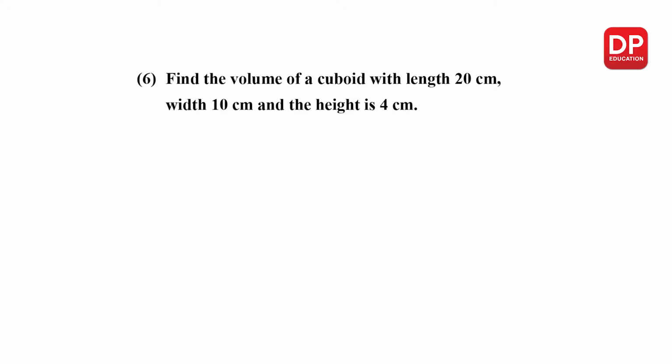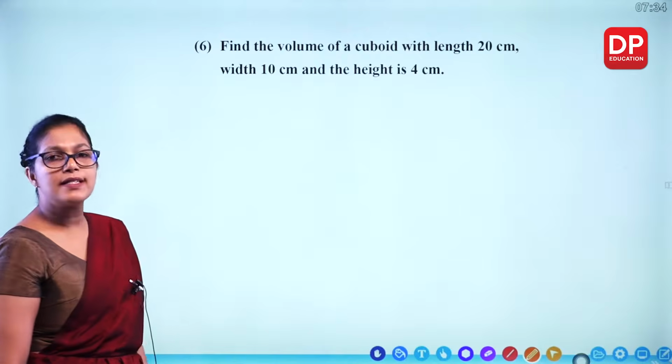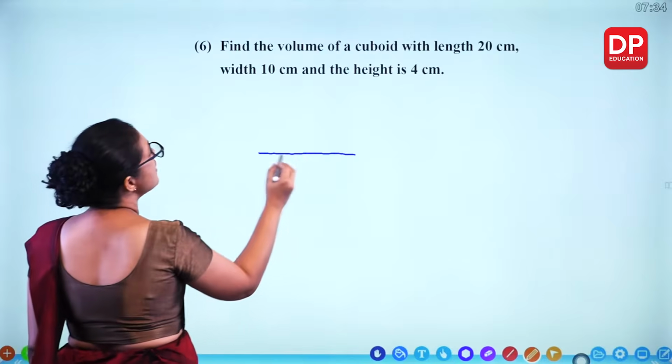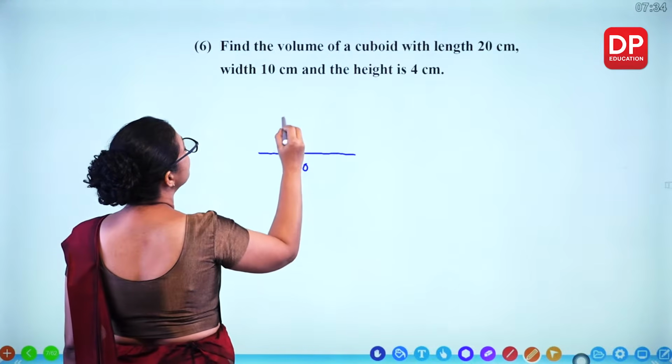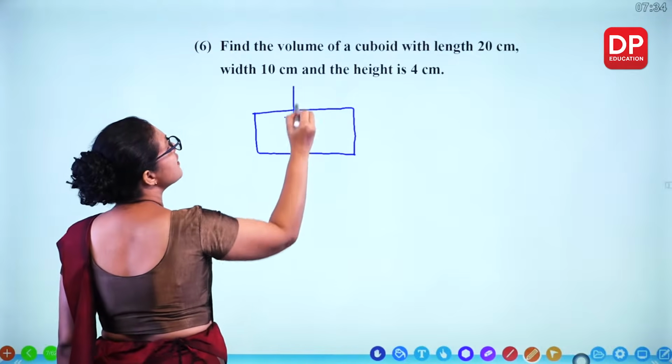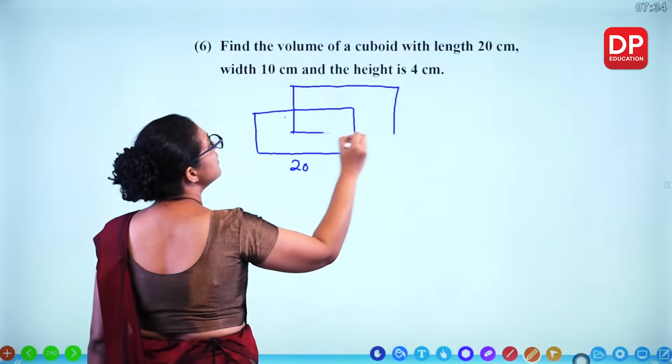Find the volume of a cuboid with length 20, width 10 and height 4. We'll take length as 20. So how do you draw the cuboid? You can draw a rectangle like this, another rectangle, and connect them.